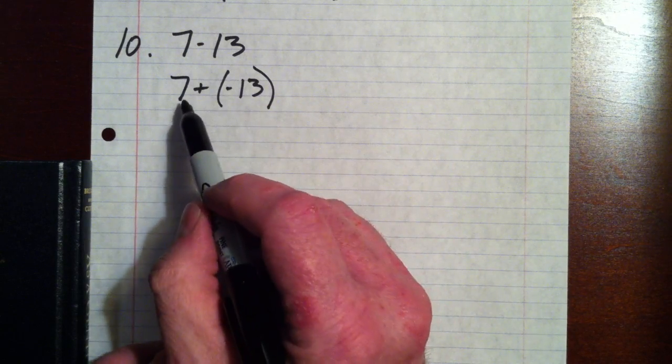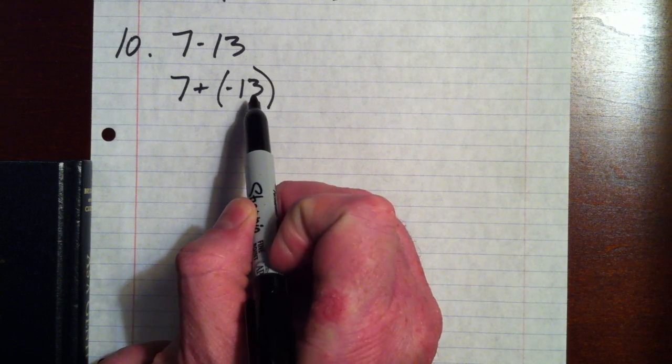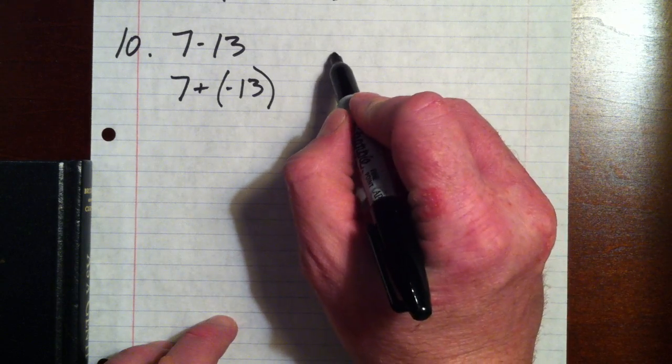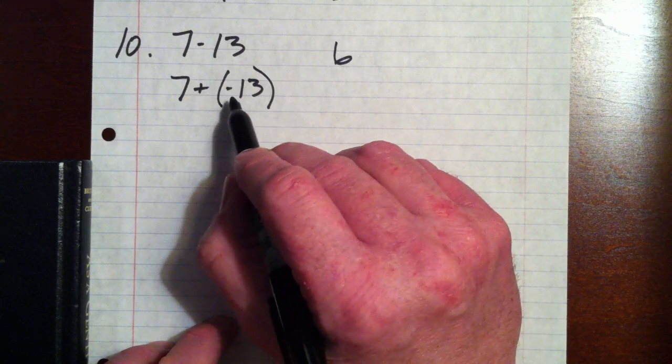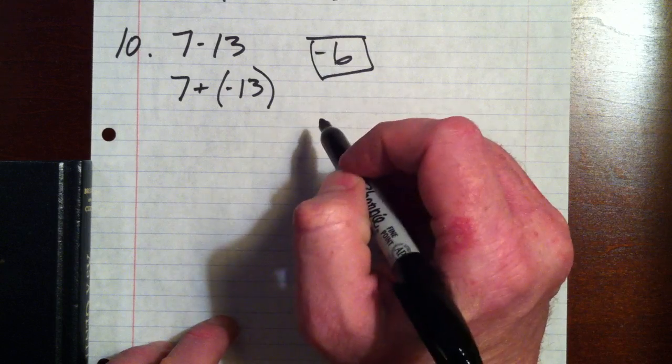Same signs, add and keep. Well, we don't have same signs. Different signs. We have a positive 7 and a negative 13. We would subtract. Now, 13 minus 7 is 6. Take the sign of the farthest number, or largest number, which is 13, negative 6. Okay.